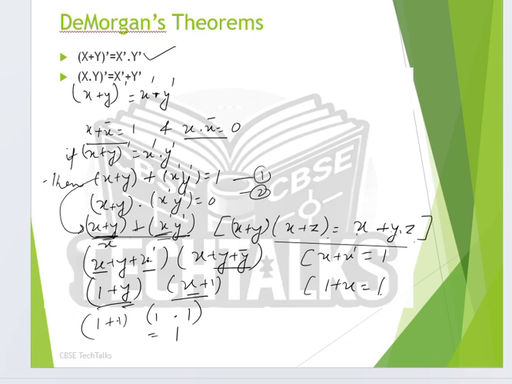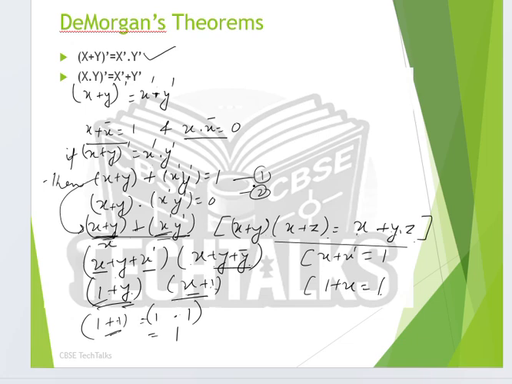We know that x plus x bar is what? 1. So 1 plus y, here it is y plus y bar. So y plus y bar is what? 1. So x plus 1. We know that 1 plus any input, 1 plus y will be 1, and 1 plus x will be 1. So both are 1. So we are getting the answer as 1.